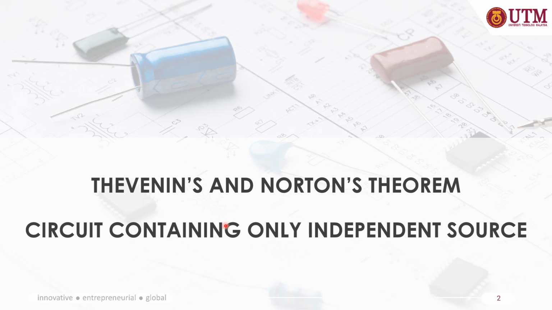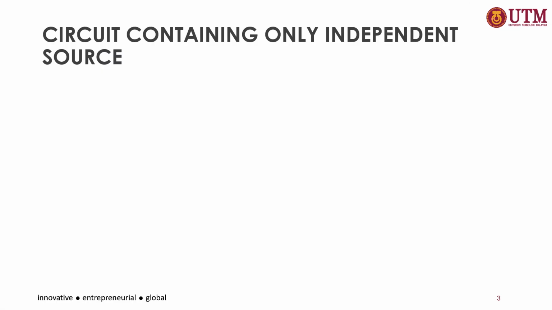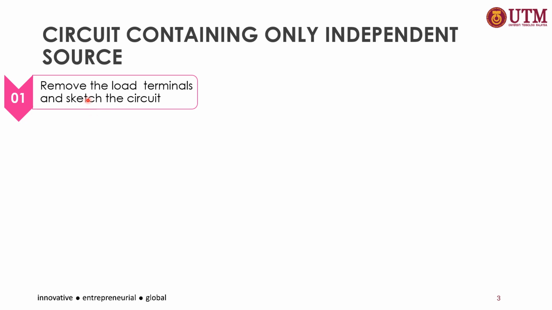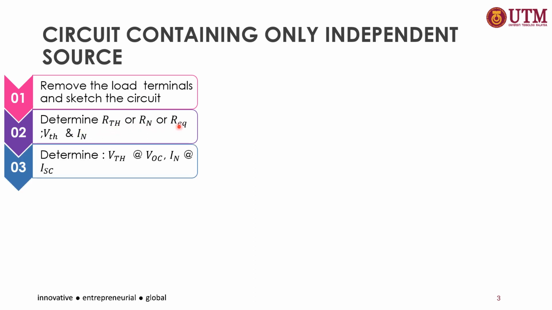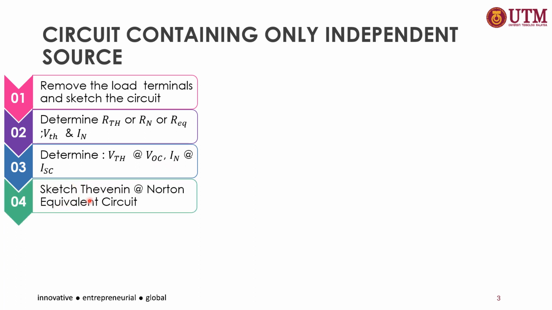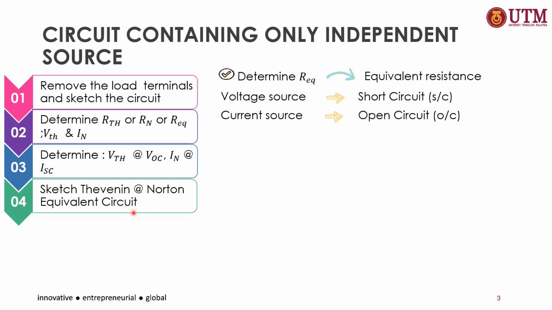Thevenin and Norton theorem for the circuit containing only independent source. So the steps for Norton and Thevenin for a circuit that contains only independent source. Okay, so the first step is we remove the load terminal and sketch the circuit. And then the next step is we determine the RTH or RN or R equivalent. And then we determine the VTH or V open circuit and IN or I short circuit. And then we sketch the Thevenin and Norton equivalent circuit.